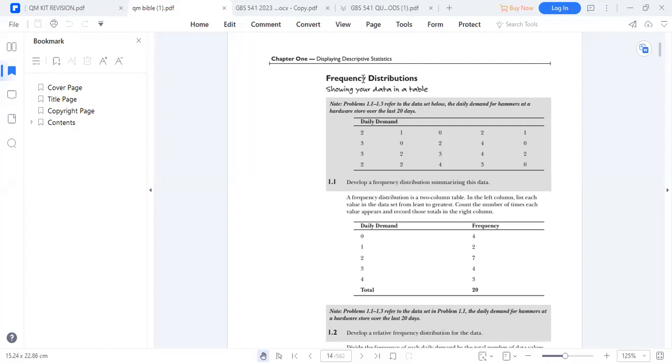So welcome to our first class, chapter 1, which is displaying descriptive statistics. Now, when we are looking at chapter 1 of this study, the main objectives are basically to teach you how to explain data, displaying it into the pictograms that we by now should well know.